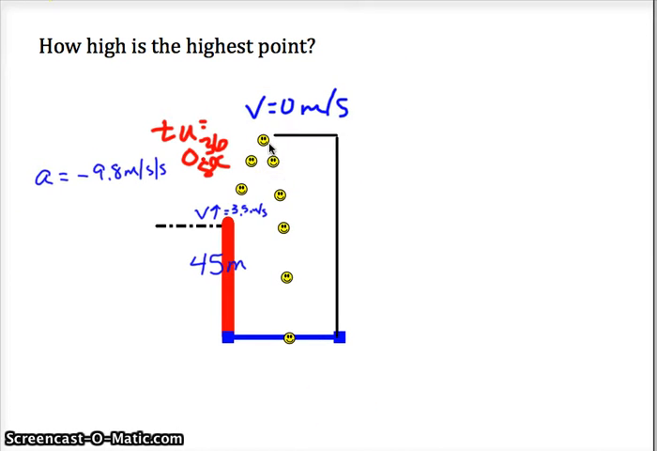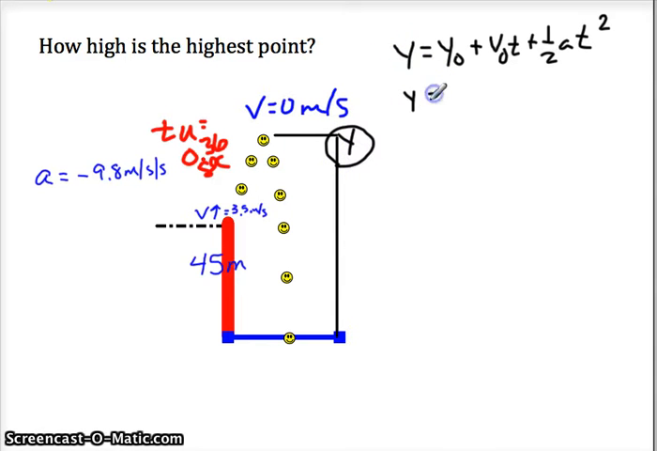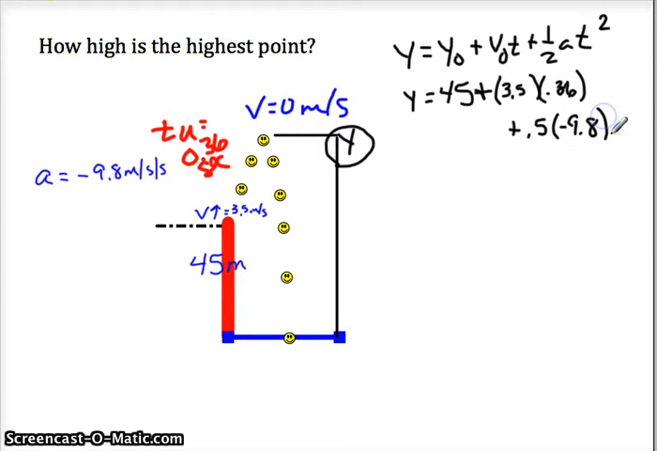So essentially, I want to know where this point is. Well, our equation for height is y is equal to y naught plus v naught t plus 1/2 at squared. Plugging in, what we don't know is y. That's what we're trying to find. Y is equal to, y naught is actually 45. That's the height from over here. Plus v naught, that's what I threw it at, 3.5, times that amount of time of 0.36 seconds plus 0.5 times a negative 9.8, remember that acceleration always goes down, times 0.36 squared.